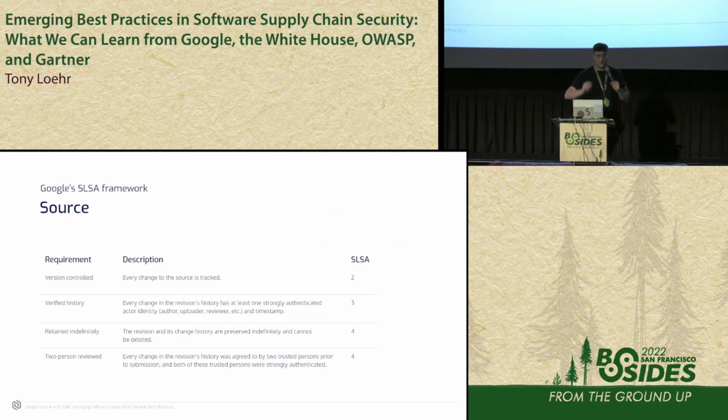First is source requirements. This entails the application being version controlled, having verified history, being retained indefinitely, or at least for a certain period of time, and two-person reviewed.